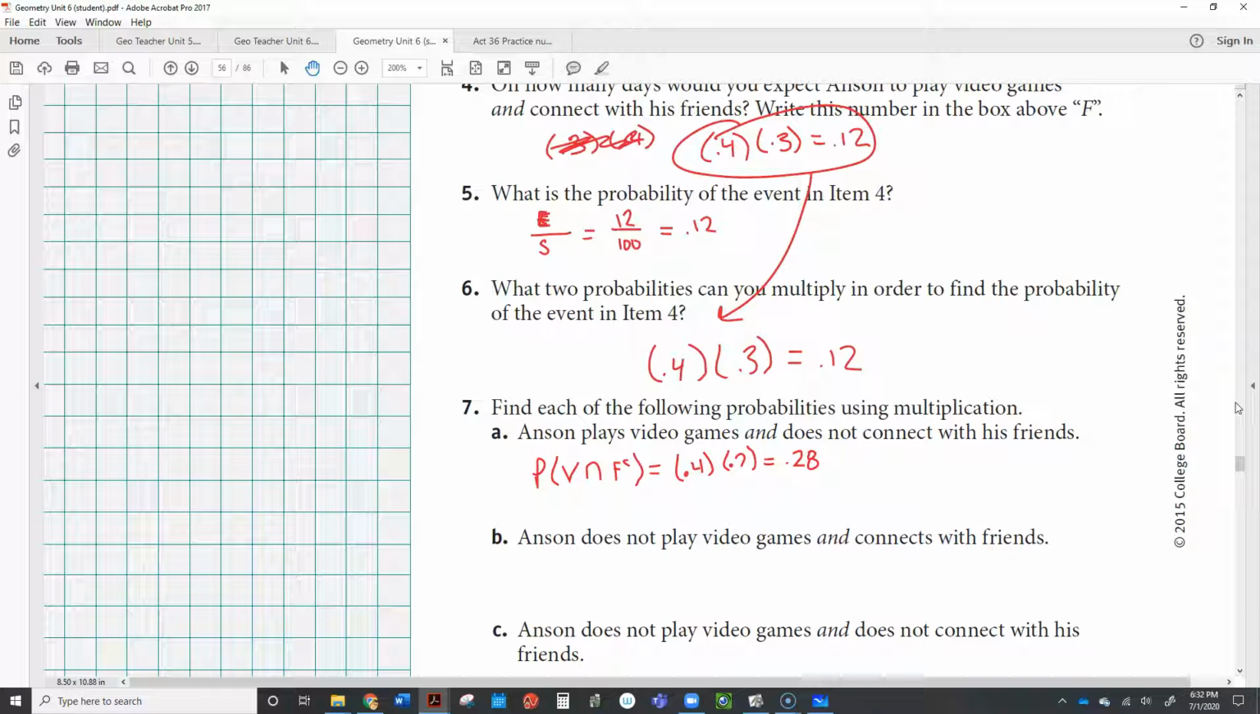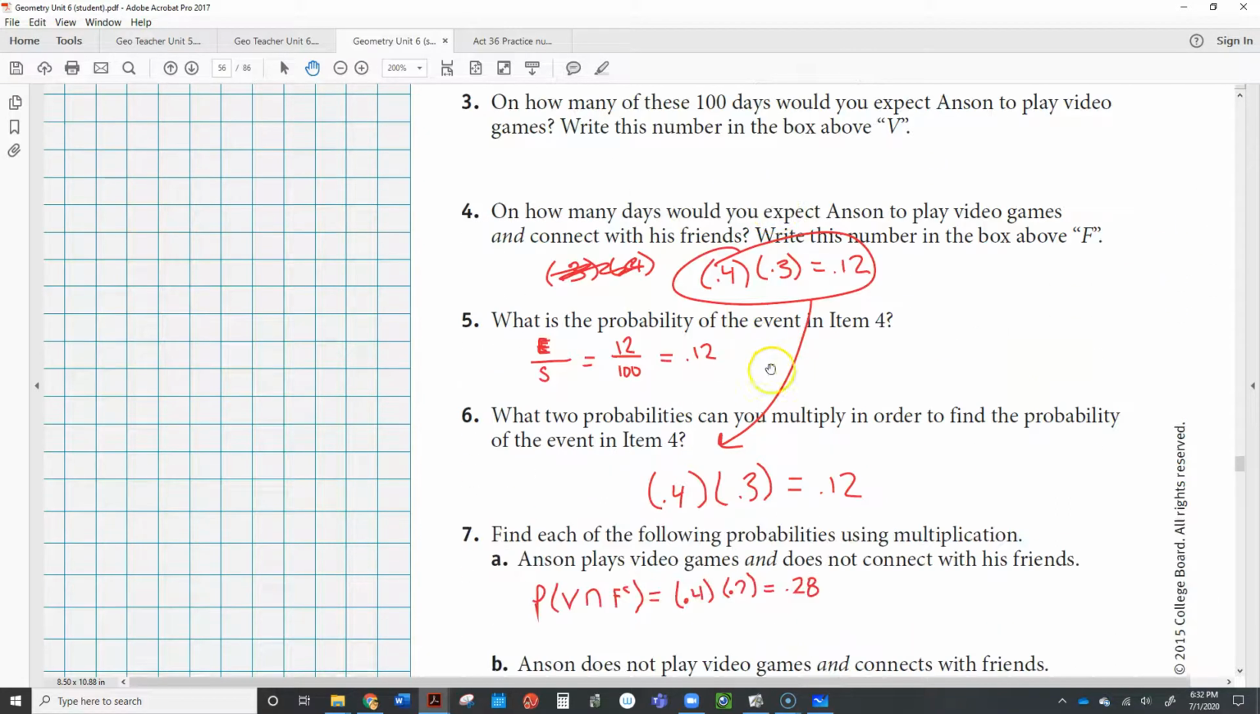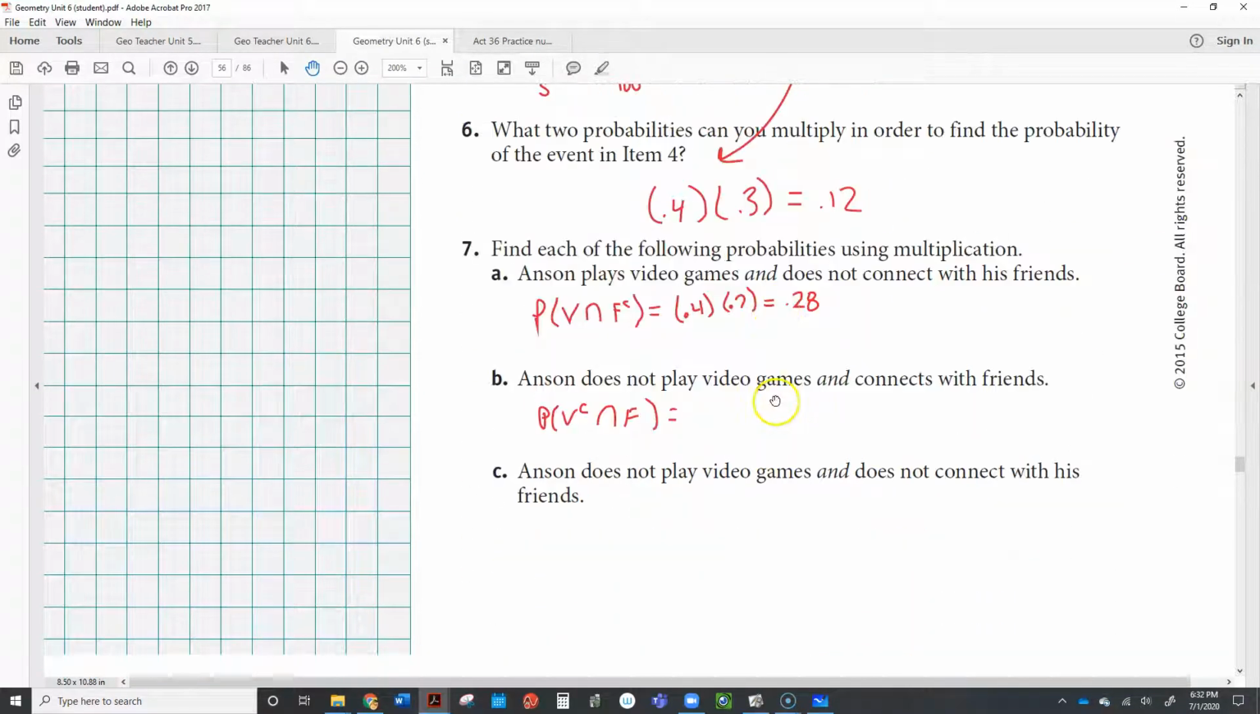All right, so the next one is find the probability that Anson does not play video games, so video games with a not, and he connects with his friends. So we get an F, he connects with his friends. Does not play video, so there's the 0.6, and he connects with his friends, so there's 0.9. We're going to follow the example they gave us and multiply the 0.6 times the 0.9, and that comes out to be 0.54.